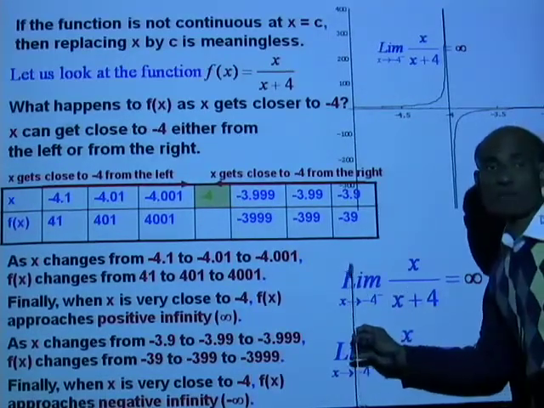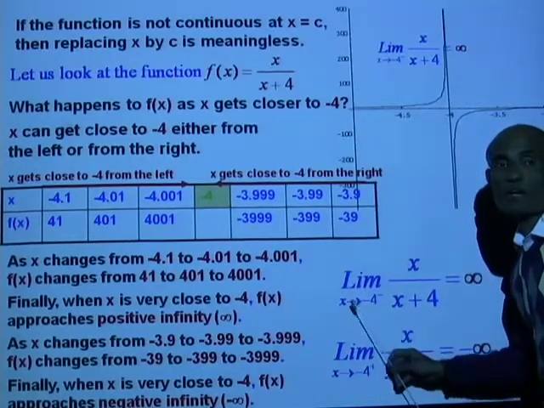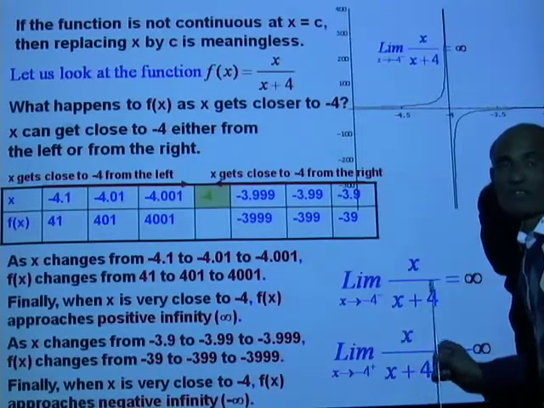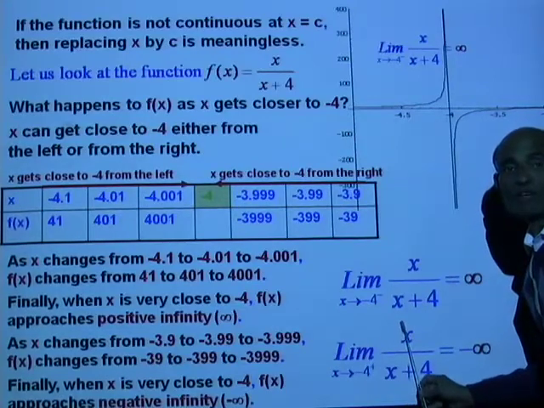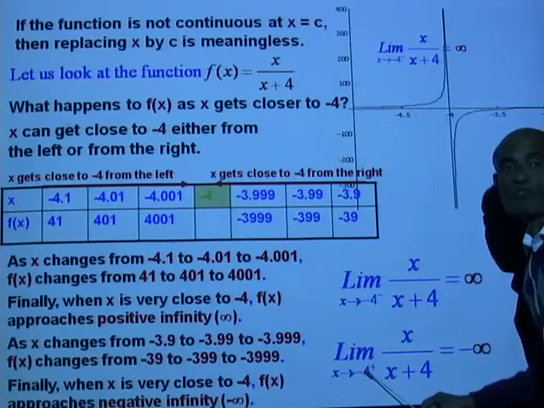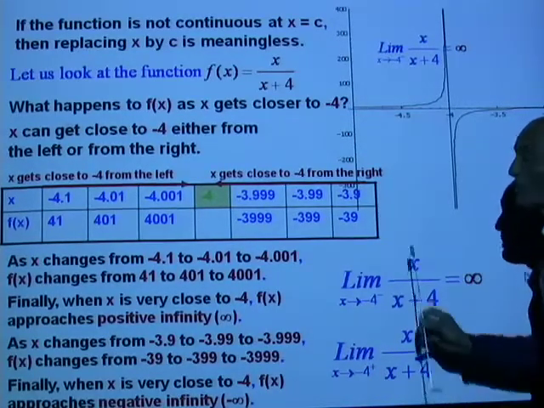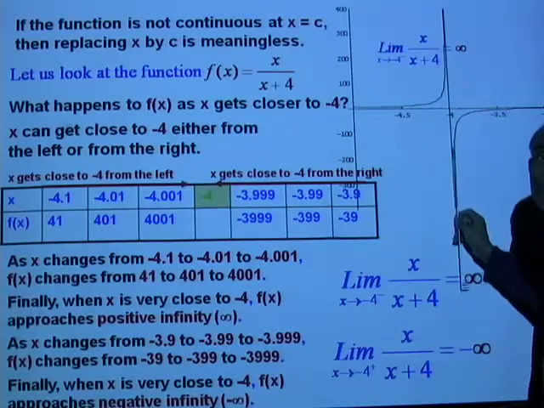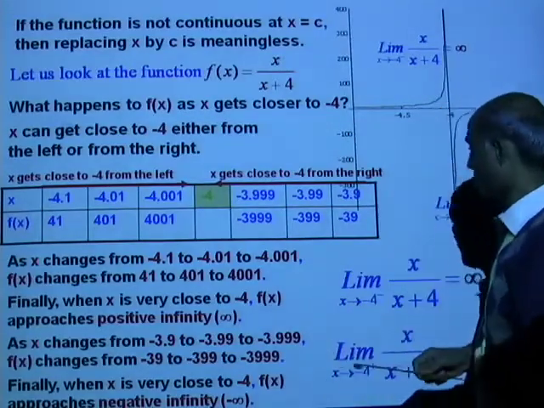So one more time. The limiting value of x over x plus 4 as x approaches -4 from the left is positive infinity. The limiting value of x over x plus 4 as x approaches -4 from the right is -infinity. So the limit from the left is not the same as the limit from the right. Very important to know that.